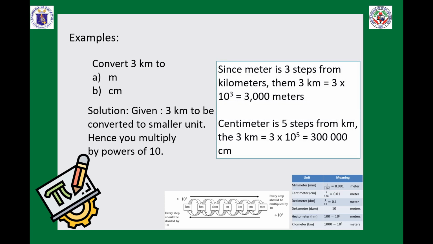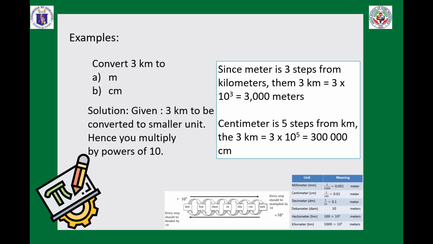Since meter is 3 steps from kilometers, as you can see here in the diagram, that is kilometer going to meters, so that is 1, 2, 3. So that is 3 times 10 raised to 3, that is equivalent to 3,000 meters.